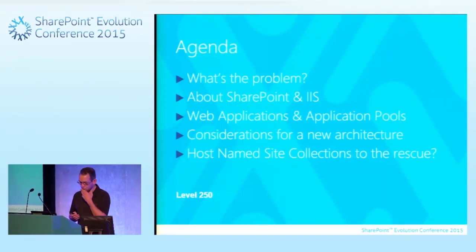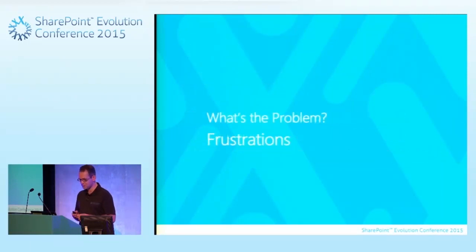And then we're going to talk about the relationship between SharePoint and IIS, which is, well, problematic sometimes. We'll talk a bit about web applications, application pools, how you can use them to design your farm. We'll talk about a sort of new blueprint that might be your next architecture when designing a new SharePoint farm. And then, finally, we're going to talk about hostname site collections and how they might solve particular problems that you are facing today. Okay, but what is the problem?